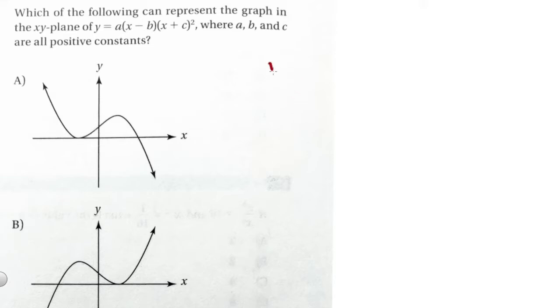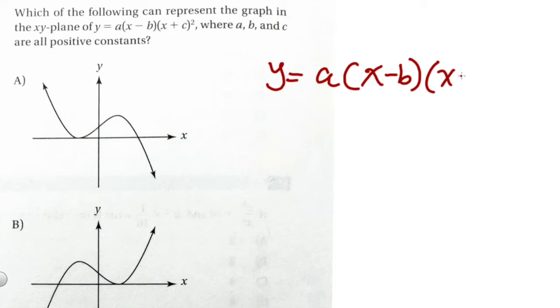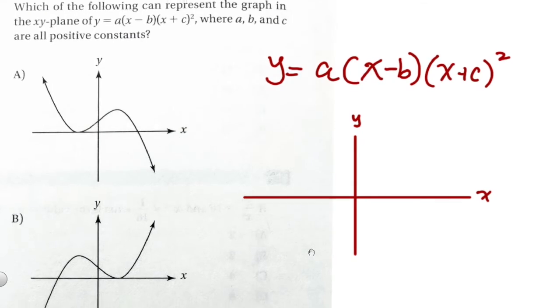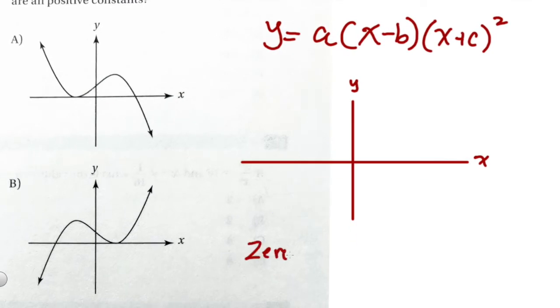Say here we have y equals a times x minus b times x plus c squared. We want to find out where on the x-axis this graph intersects or bounces. So here, if this is our y and this is our x, when we equate this y to 0, we can find the zeros of this equation. And the easiest way to find the zeros is to use the zero product property.